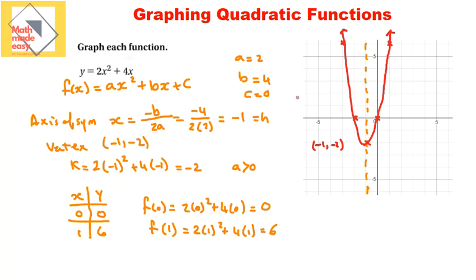The steps are: find the axis of symmetry, find the vertex, 2 points on one side, then reflect them, and you have the graph of your parabola, just connect.